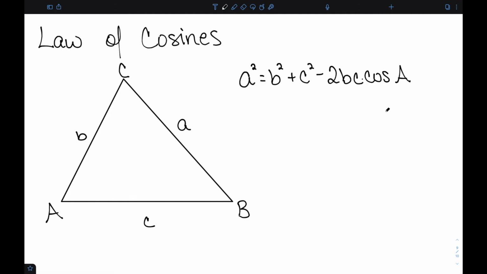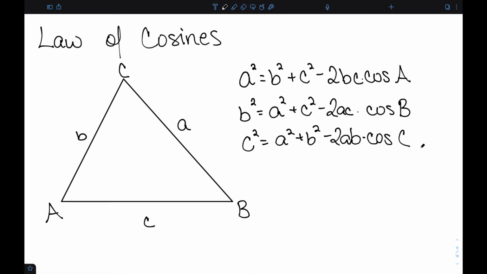The first says a squared is equal to b squared plus c squared minus 2bc times cosine of A. The second says b squared is equal to a squared plus c squared minus 2ac times cosine of B. And third, we have that c squared is equal to a squared plus b squared minus 2ab times cosine C. And these can help us solve the triangles that we can't solve with the law of sines. There are 2 particular cases.